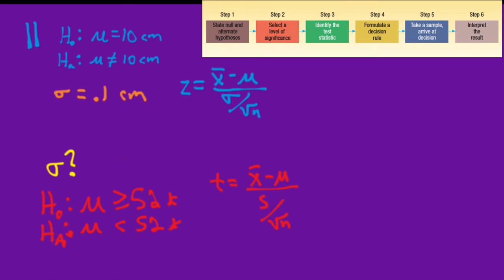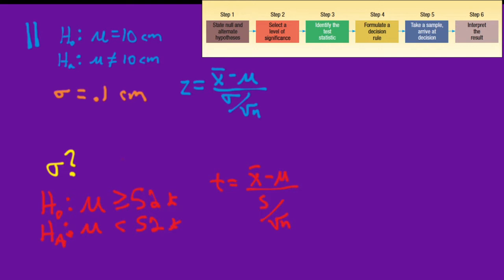In step 4, we are ready to formulate our decision rule. And really what this means is that we're going to describe the situation under which we would have enough evidence to reject the null hypothesis. So again, we're really drawing upon what we've done in steps 1 through 3 to outline what it will take in step 5 for us to reject the null hypothesis.